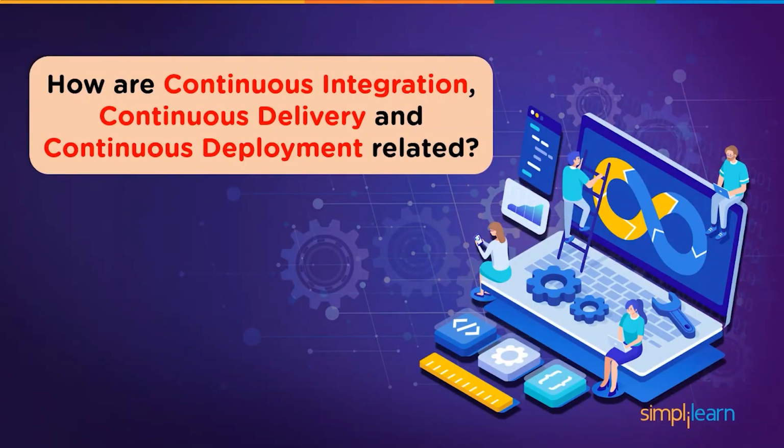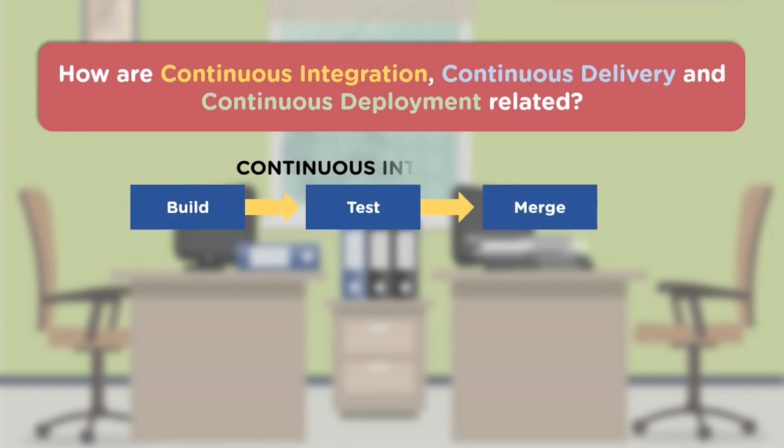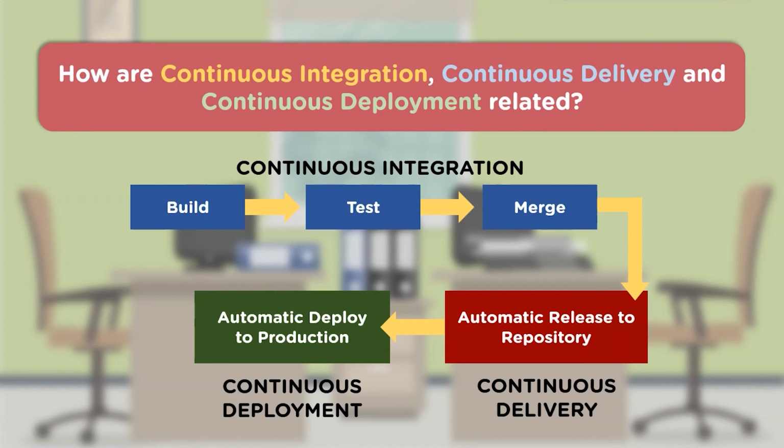Now, when we know continuous integration, continuous delivery, and continuous deployment, it is important for us to understand how these three are related to each other. In the diagram on the screen, we can see the process of integration, delivery, and deployment in a simultaneous flow. We can see that first the build is initiated, which is then tested, and in the next step, it is merged. These three steps together make continuous integration.